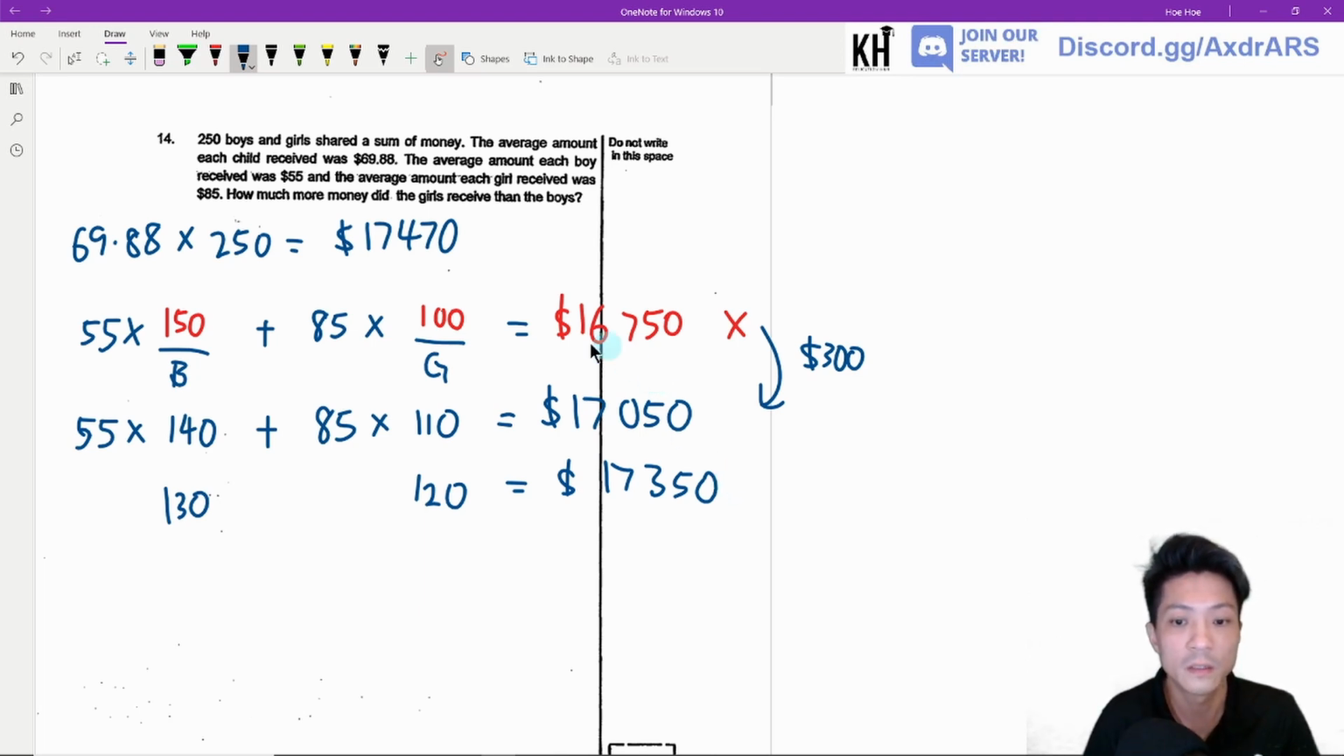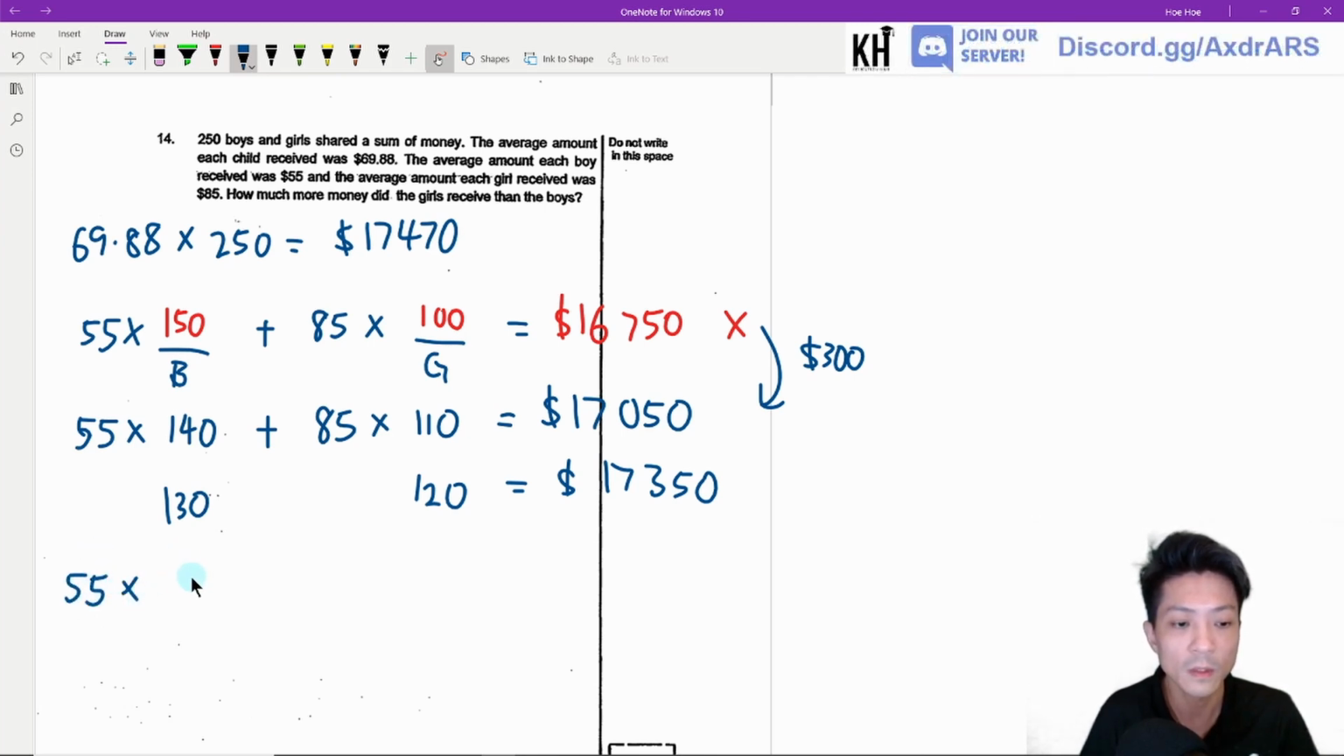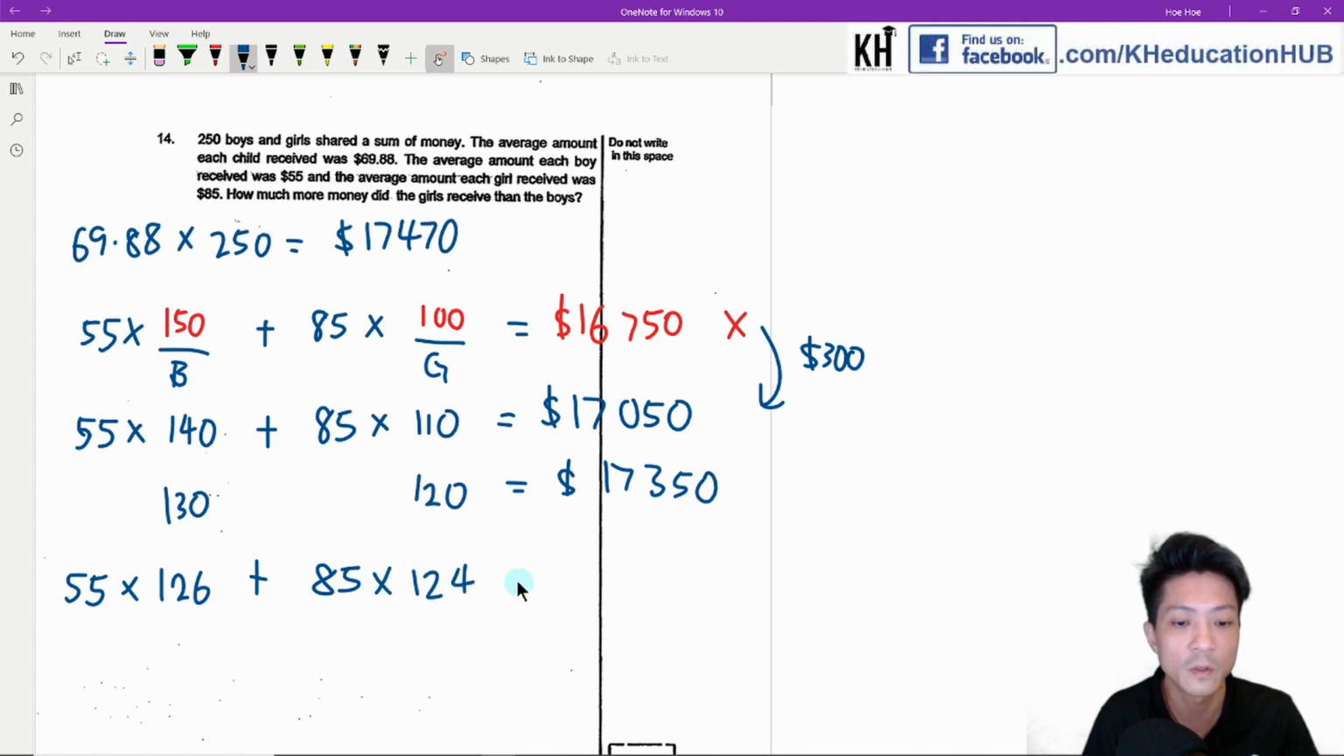Then now I am $120 away. If every time I increase by 10, it increases by 300, it means that every time I increase by 1, it will increase by 30. Since I am 120 away, 120 divided by 30 will give me 4, which means that I need to decrease this by 4. So it will be 55 times 126, plus 85 times 124.